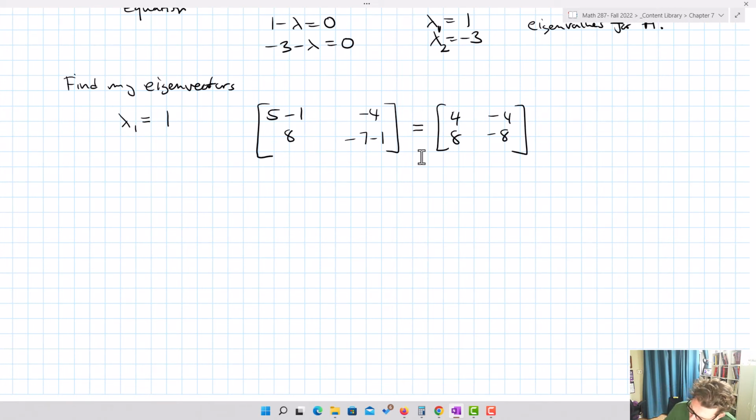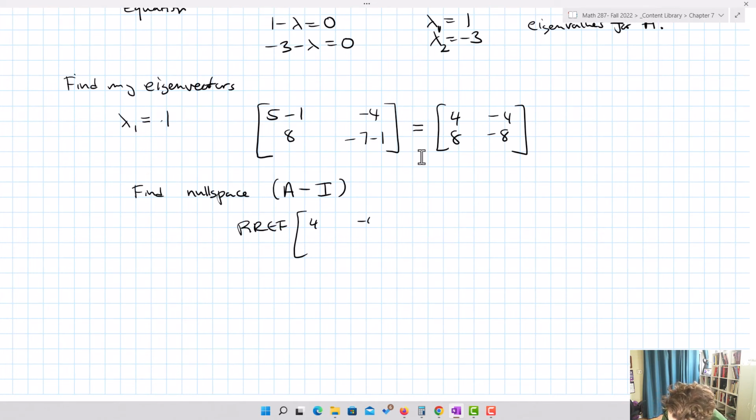I need to find the null space of, and how we write this is going to be A minus I, because it's a 1. We no longer have A minus lambda, it's just A minus I. Find the null space of A minus I. So I take the RREF of 4, -4, 8, -8, and what I get is 1, -1, 0, 0.